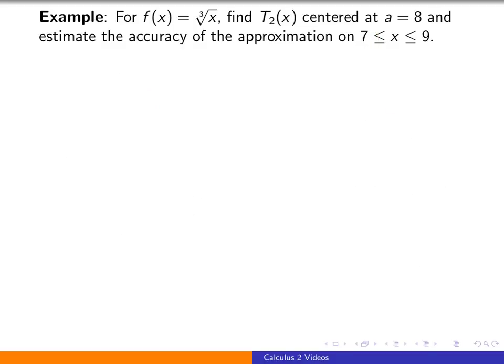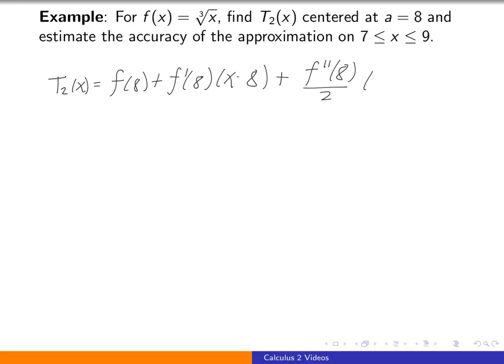Let's wrap up with another similar example. This time for the cube root of x, let's find the Taylor polynomial of degree 2, but now centered at a equals 8, and then estimate the accuracy of this approximation from 7 to 9. So T sub 2 of x will take on the form f of 8 plus f prime of 8 times x minus 8 plus f double prime of 8 divided by 2 factorial times x minus 8 squared.